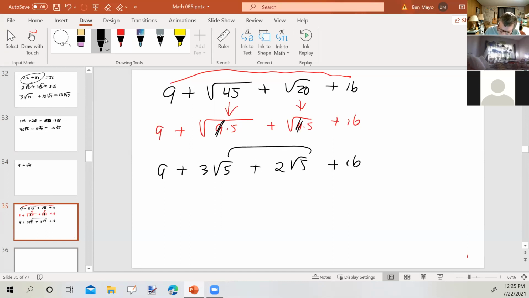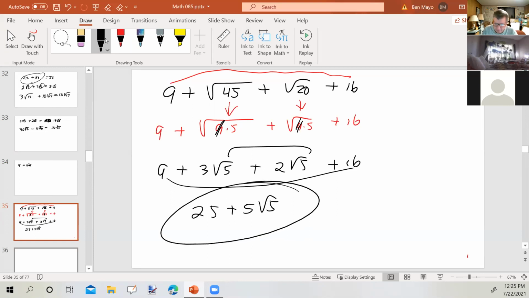Oh, look, now those are like radicals, and these are like constants. 25 plus 5 square roots of 5. So simplify each radical and then combine the ones that are alike.